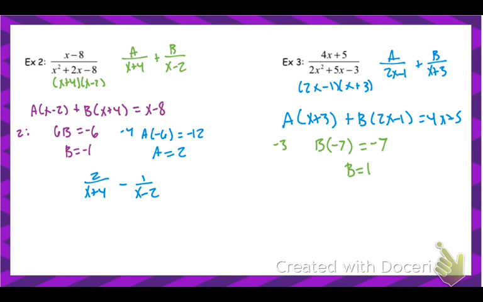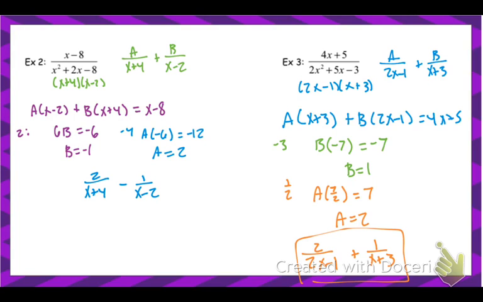Then I'll plug in 1/2 to cancel out b. So a times 3.5, that would be a times 7 over 2. 4 times 1/2 plus 5 would be 7. And I'd get that a equals 2. Plug it back into your original. My a was above the 2x minus 1. My b was above the x plus 3, and that's my solution.